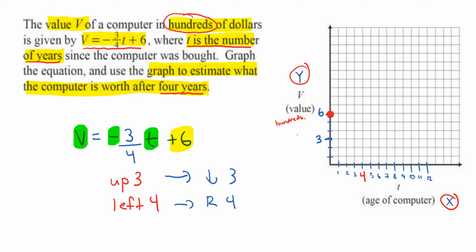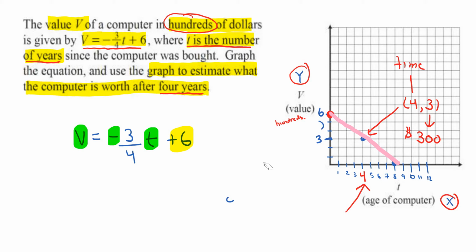Alright, so from this red dot here, let's go down 3 and right 4. So down 3, right 4, and then down 3, right 4. Right, so there's my graph, and if you want to connect the dots, it would look like something like that. And the question is, what is the value of the computer after 4 years, which is this point right here? So that point is the point (4, 3), and this is the time. So after 4 years, the value of the computer is 3, but this means $300. So $300 is my answer for that one there.